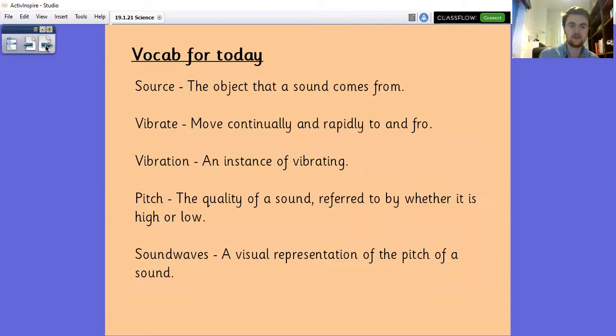So today we are looking at the same key vocabulary. We're still looking at pitch, but instead of being in string instruments with the elastic bands, we're looking at woodwind instruments. So where we are blowing into things. So the source is the sound, the object that a sound comes from. If something's vibrating, it means it's moving continually and rapidly to and fro. Vibration is an instance of vibrating. Pitch is the quality of a sound referred to by whether it is high or low, and sound waves are a visual representation of the pitch of a sound.